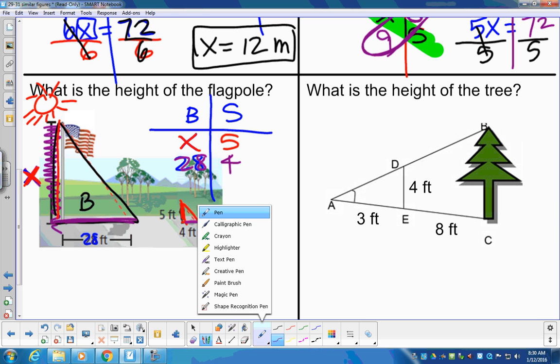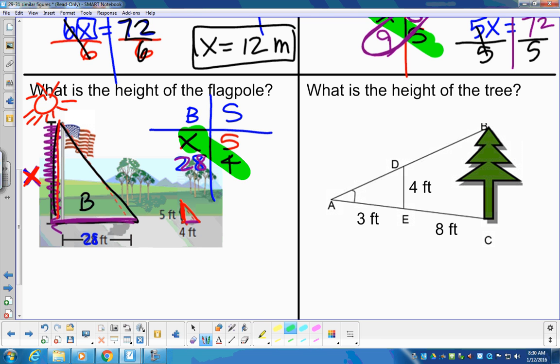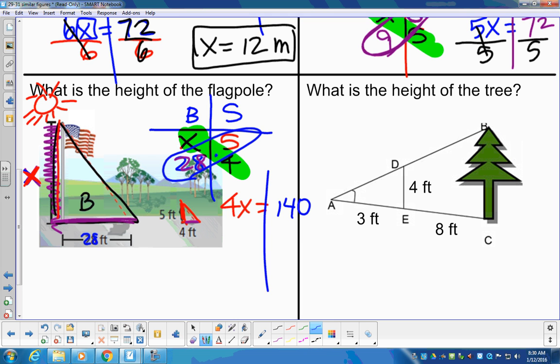Taking cross products. Grab the variable x. Multiply the diagonal. We have 4 times x. Over on the other diagonal, we have 28 times 5. So everybody should be multiplying 28 times 5, 5 times 28, and we get 140. Hand method kicks in. Divide by 4, copy, paste. We get 1x equals, on the right-hand side, 140 divided by 4. And the value is 35. The unit would be feet.